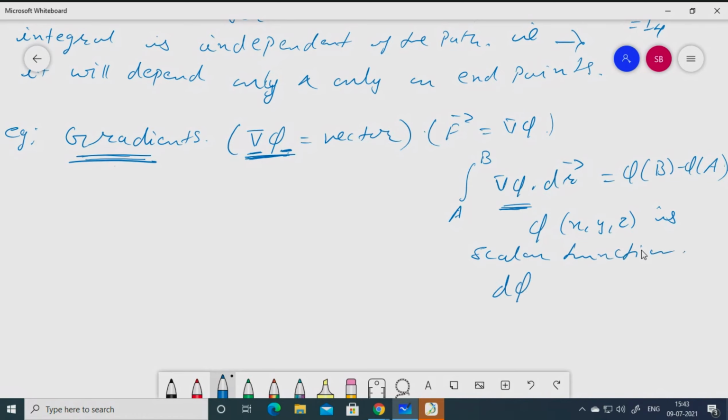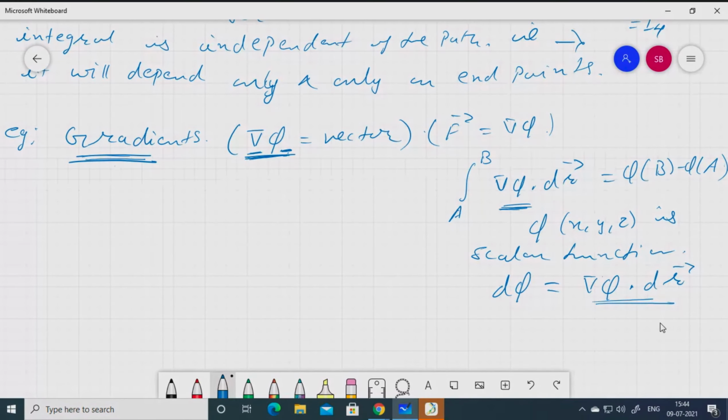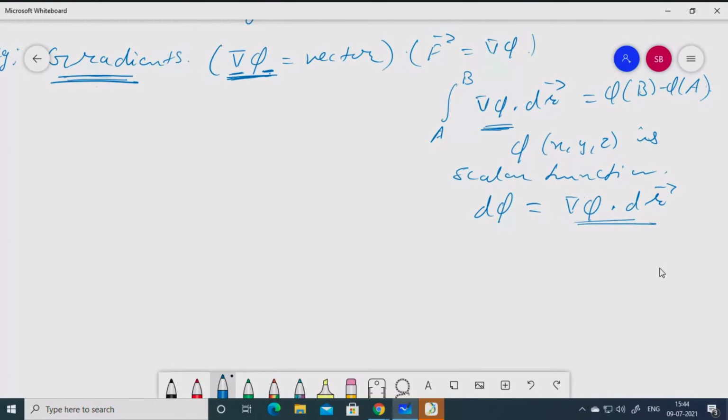What will be d phi? Tell me. d phi will be equal to del phi dot dr. This result will give me my phi. Okay, we have solved problems related to this one also. So that is d phi.